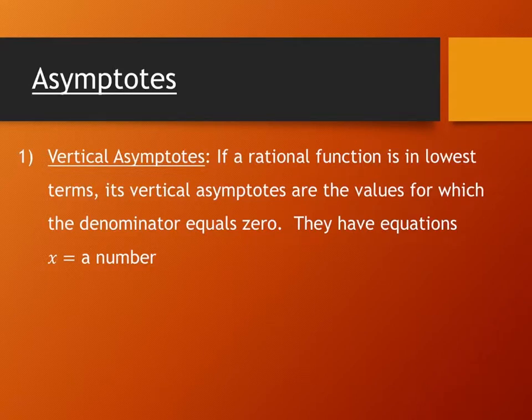You know, it's a super terrible definition. The one on the board is specifically for vertical asymptotes, and it's more precise. If a rational function is in lowest terms, we'll come back to that, its vertical asymptotes, if there's more than one, are the value or values for which the denominator equals 0. And asymptotes are equations. These equations say x equals some number.